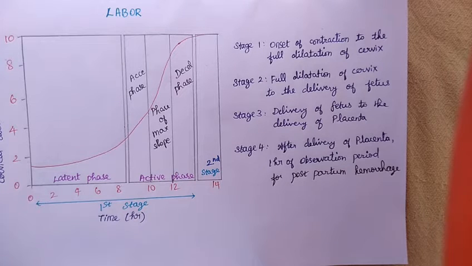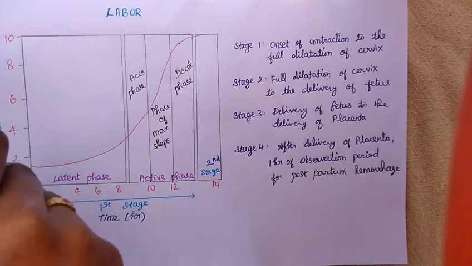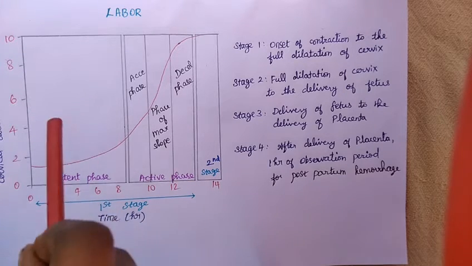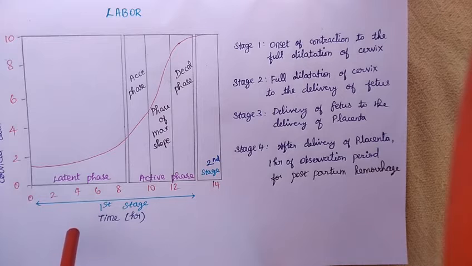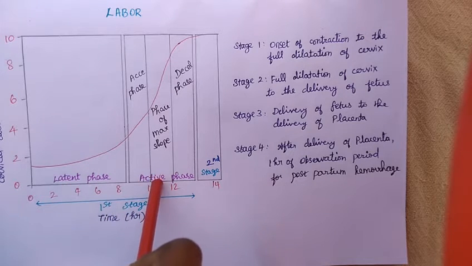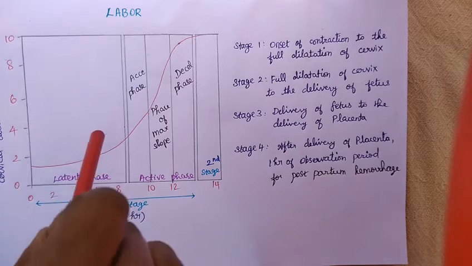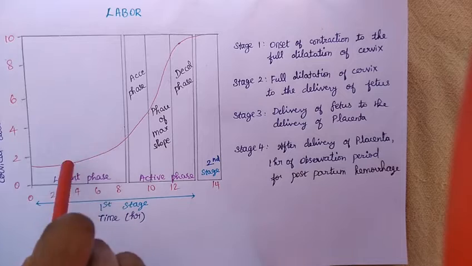Now the first stage is divided into latent phase and active phase. This is the cervical dilatation in centimeters, and this is the time in hours, and this graph is Friedman's graph. So the first stage is divided into latent phase and active phase. Latent phase is the phase in which the cervical dilatation is 3 cm or lesser.